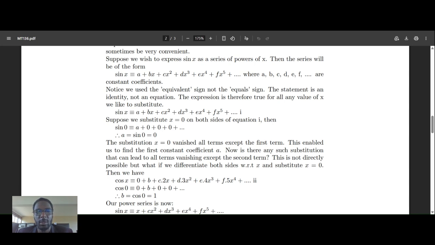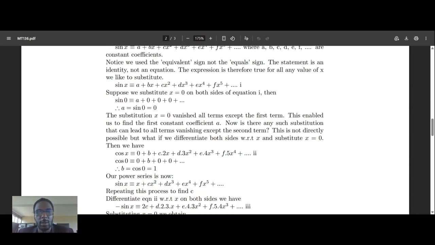coefficients. Notice that we have used the equivalent sign, not the equal sign, to show that this is an identity, not an equation. Therefore, the expression is true for any value of x we like to substitute. Take as an example, we substitute x equals 0. This gives us a equals 0 because the substitution x equals 0 vanishes all terms except the first term. So we see that this way we have been able to find the first constant coefficient a.